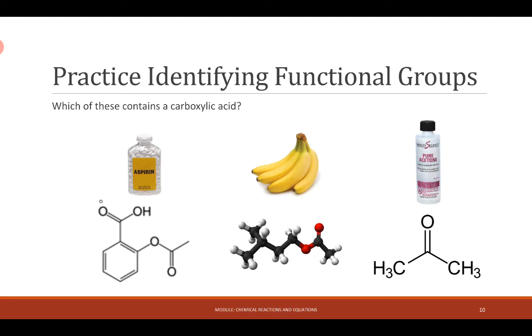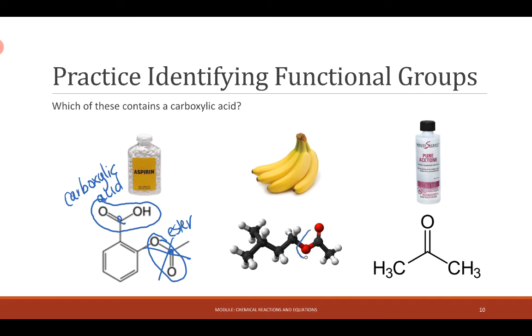Okay, so our carboxylic acid is right here on aspirin. The C right here is double bonded to an O, and it's single bonded to an OH group. This is not a carboxylic acid because it doesn't have an OH. It has an O bonded to this carbon ring structure. So this is actually known as an ester, and we didn't introduce esters on the previous slide. So this is not a carboxylic acid.